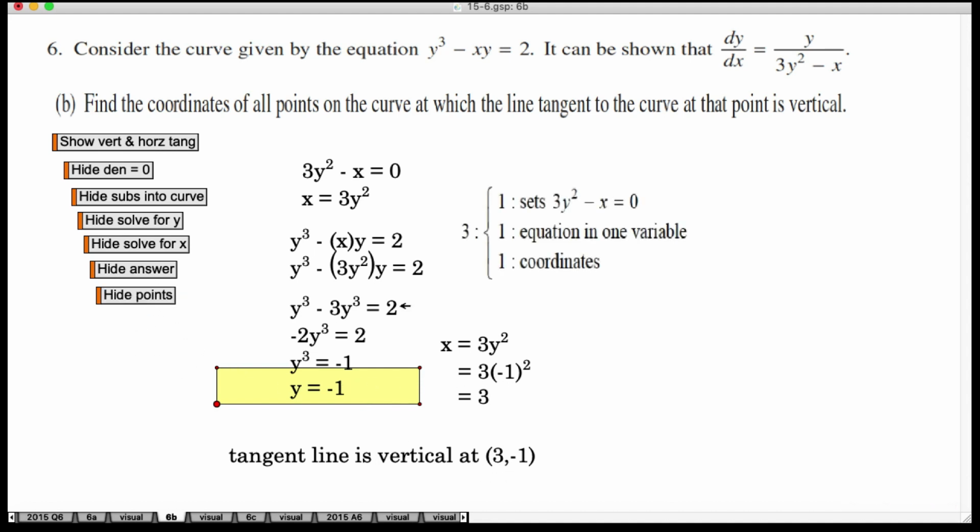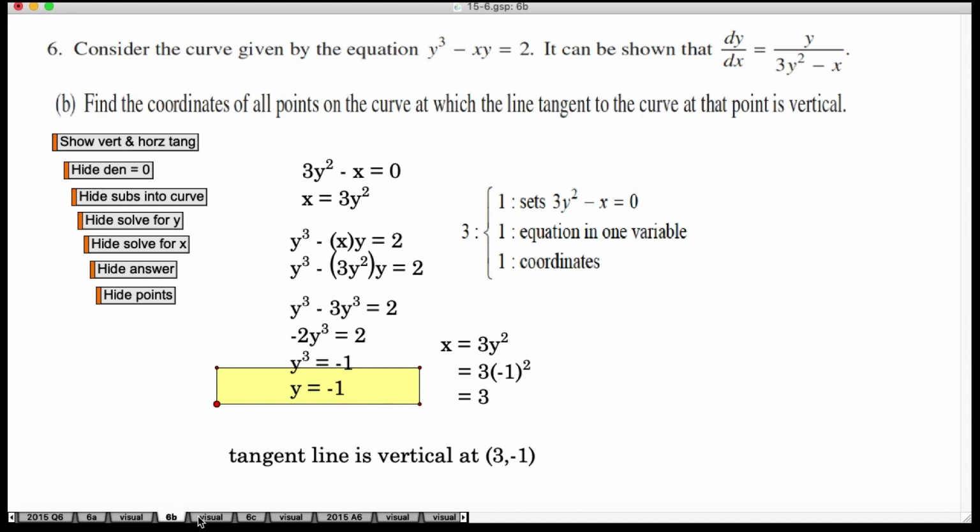Here are the points they gave us. They gave us 1 point for setting the denominator equal to 0. So even if you're not sure what to do sometimes, always do what you think of. The denominator has to be equal to 0 for the slope function to be undefined, or vertical. Then you got 1 point for the equation in one variable, which means you had to know enough to substitute into the curve. Any of these would be correct. You have these three for an equation in one variable, and then 1 point for the coordinates. So there are your 3 points.